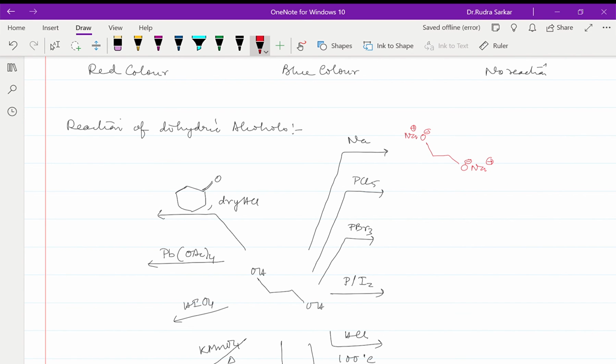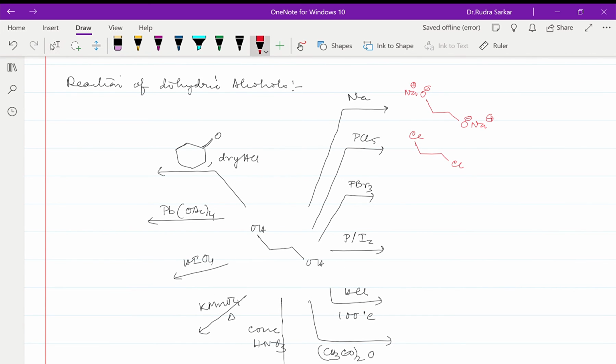PCl5? Yes sir, Cl. Which one is very good. The OH is substituted by the Cl. Next. So the OH is substituted by the bromine. Right.